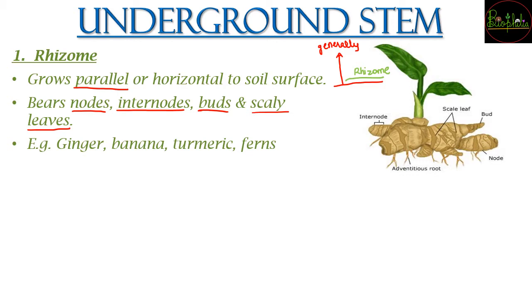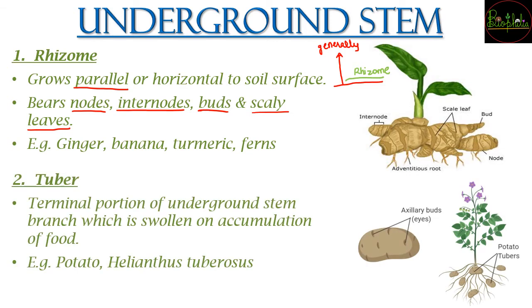So ऐसे टाइप का stem कहाँ पे कौन से examples में मिल सकता है? You can have them in ginger, banana, turmeric as well as ferns. So that was the first, called as rhizome. Second is a tuber. So tuber is going to be a terminal portion of underground stem. Terminal portion because once the stem is underground, the last part is going to turn into a massive giant portion which is going to get swollen and it is going to accumulate food.